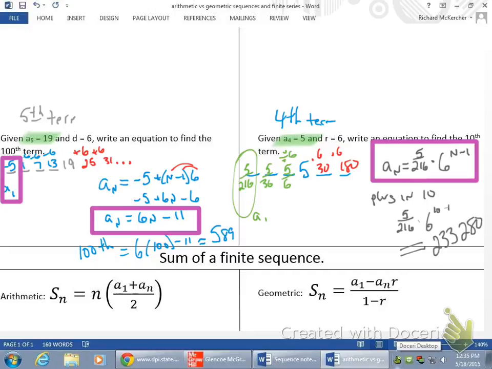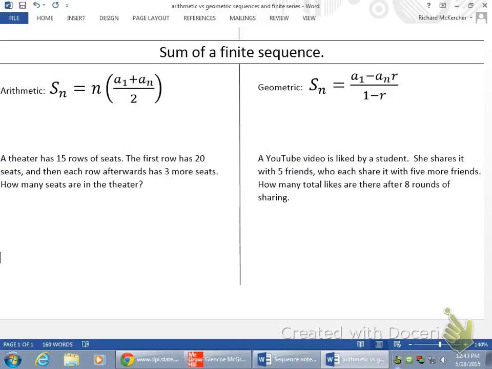Alright, one of the best applications we have for these are when we want to find the sum. I've given you 2 formulas here for the sum. There's actually another formula for the sum of geometric you can look up, but I use this one because they both have the same information. They both have the first term and they both have the last term.